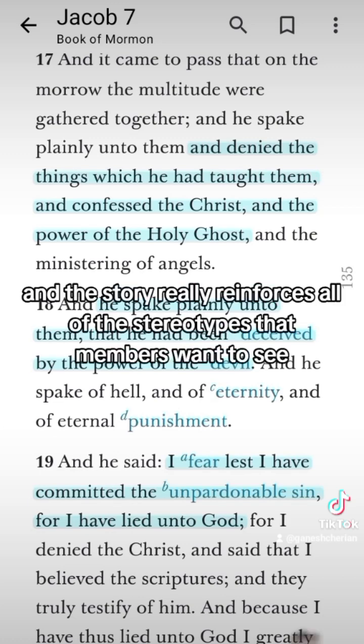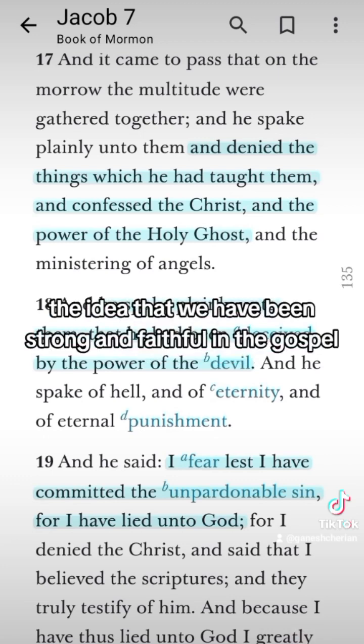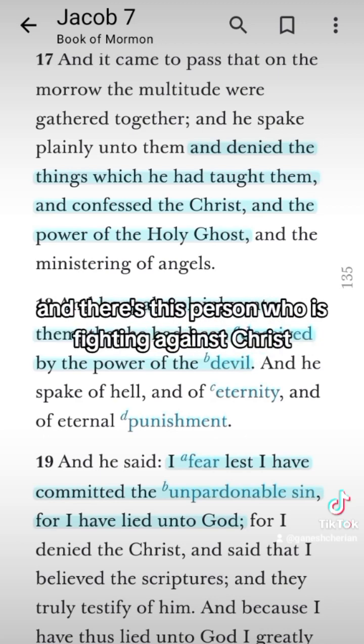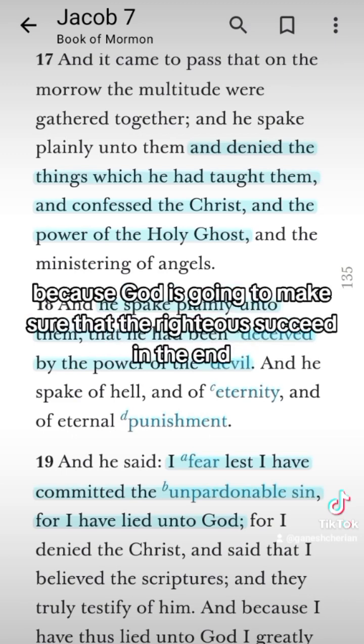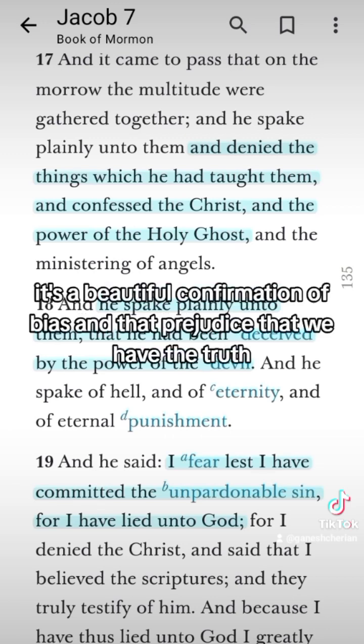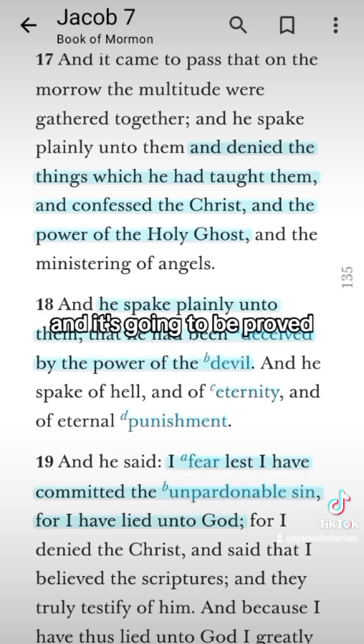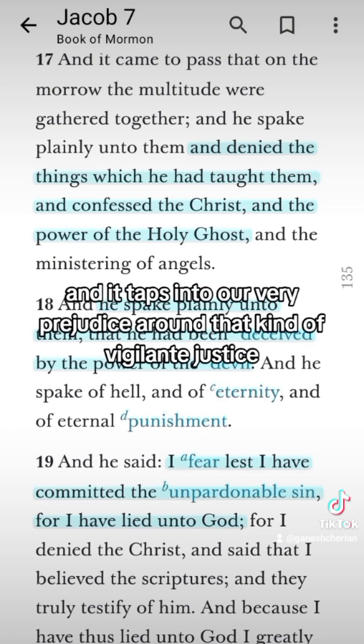And this story really reinforces all of the stereotypes that members want to see. The idea that we have been strong and faithful in the gospel, and there's this person who is fighting against Christ, and he's going to come to his comeuppance because God is going to make sure that the righteous succeed in the end. It's a beautiful confirmation of bias and that prejudice that we have the truth and it's going to be proved. And it taps into our very prejudice around that kind of vigilante justice.